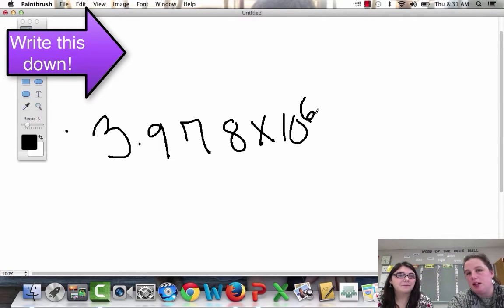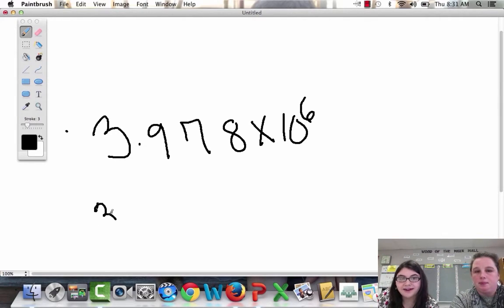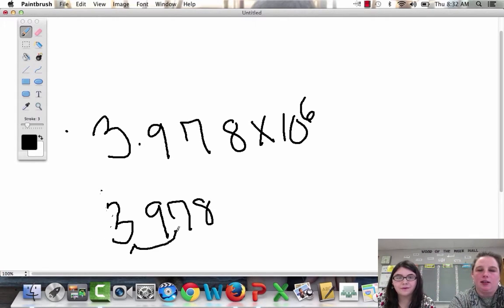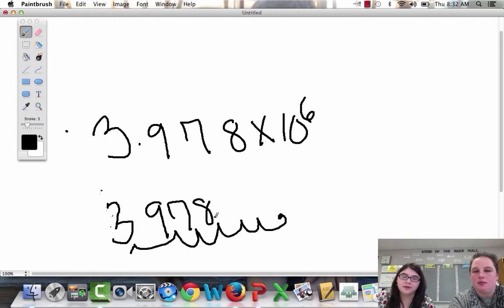Perfect. Okay, so write this down, please. We're going to do this as a practice example. So I'm just going to write the number underneath so we can work with it. 3.978. So remember that our exponent tells us how many times we move our decimal point. So this is a positive exponent, right? So I'm going to the right. We move it 1 place, 2 places, 3, 4, 5, 6. And remember when there's no numbers, we go back and add zeros.